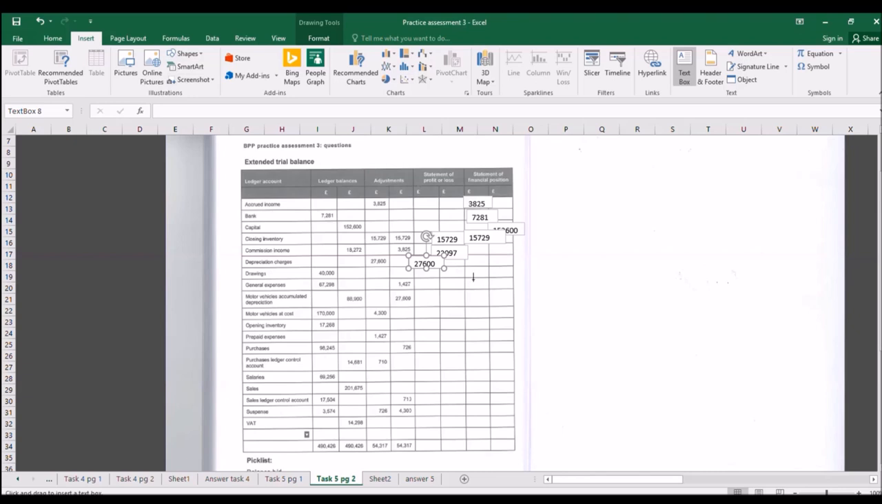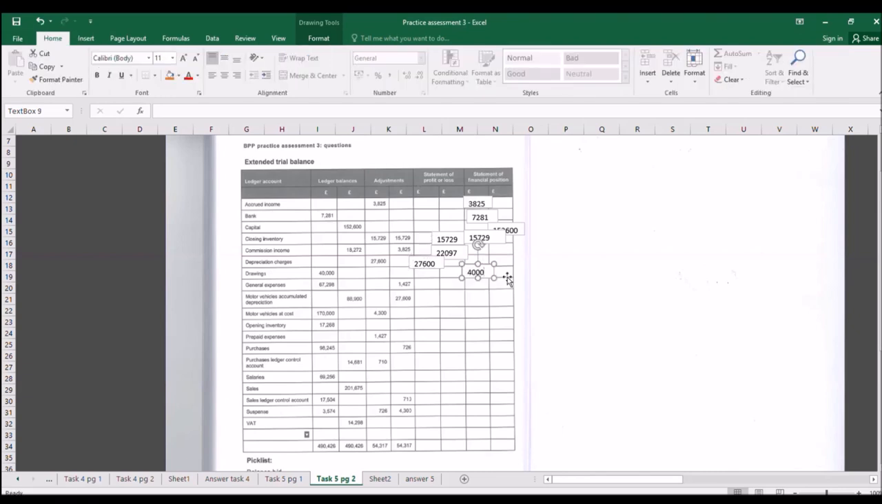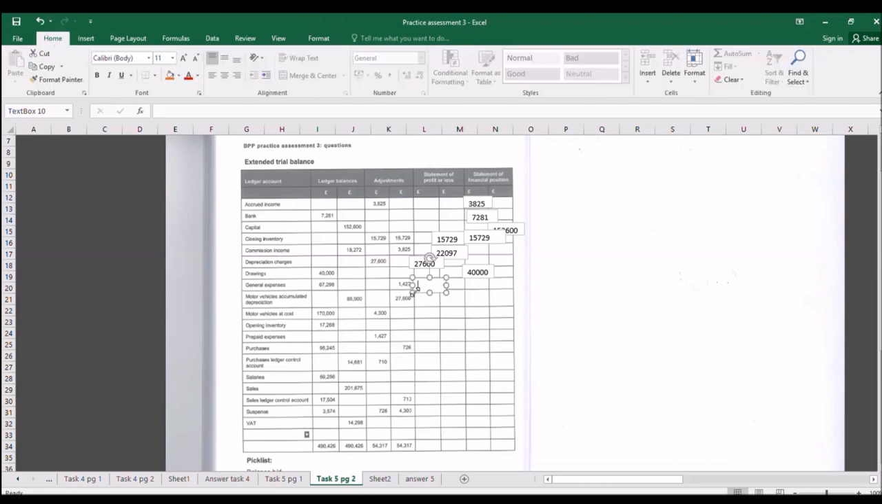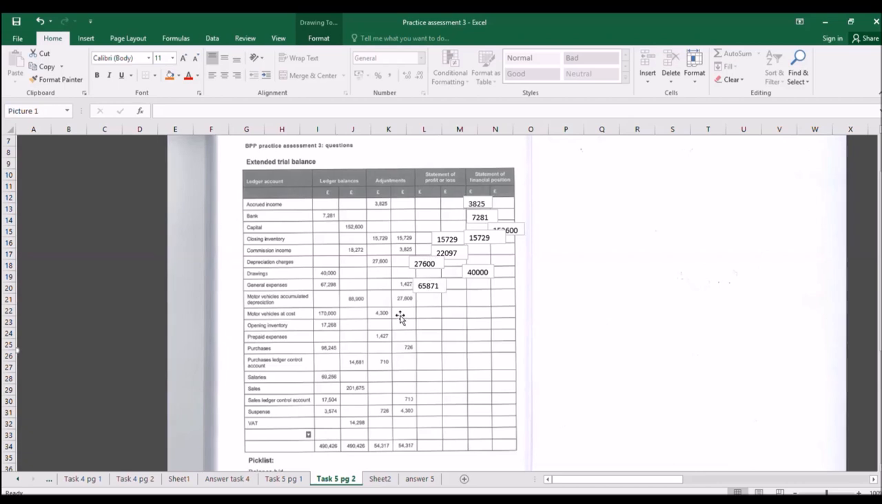That's just a payment to our shareholders, and that's going in our statement of financial position, 40,000 there. Our general expenses. Okay, so let's put in here, what have we got? We've got a debit there and a credit there. So you see that we had our position at the start, and so that's going to be a net debit of that minus that. So that one is going to be 65,871.